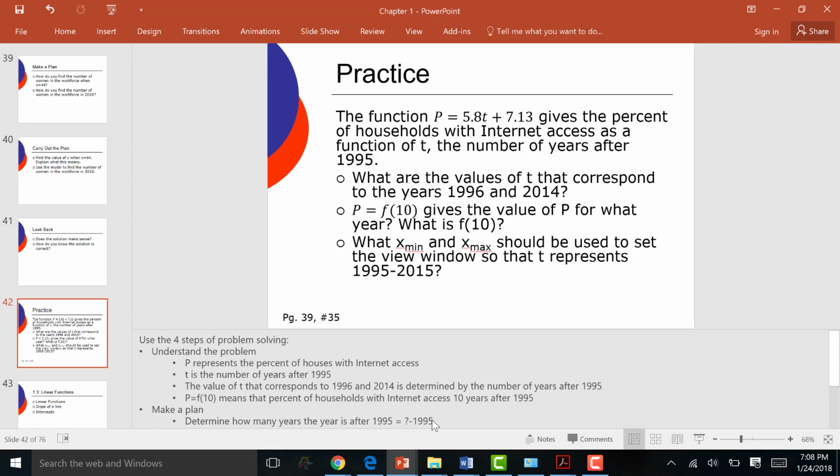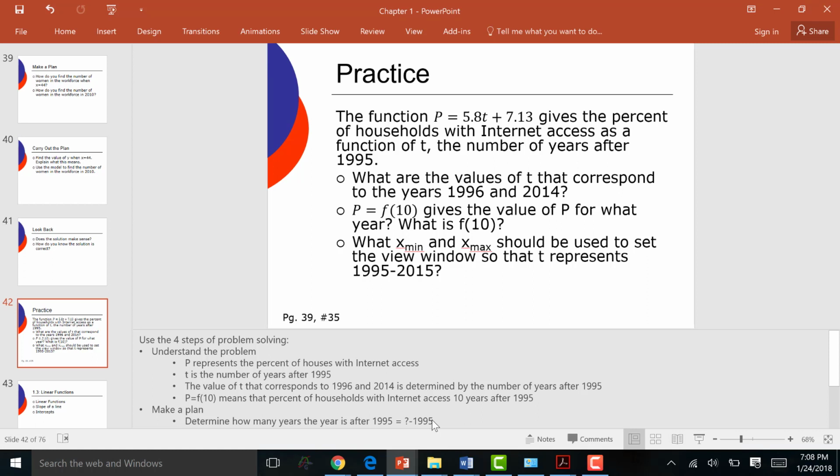No, remember what's the definition of T? What's the definition of T? The number of years after, so it's 2005, right? Okay, so how many years after this? 10 years after 1995. Okay, 10 years after 1995. 10 years after 1995 is 2005.